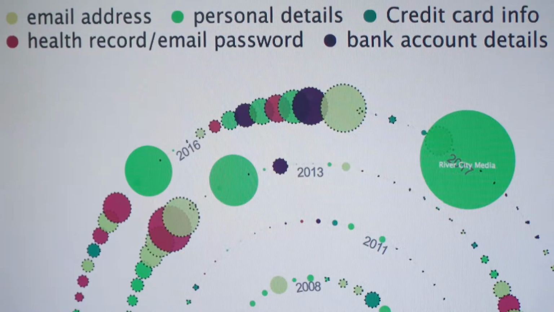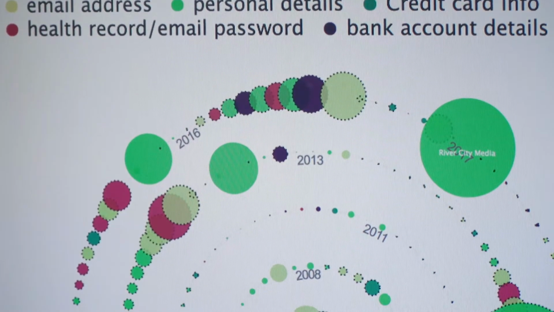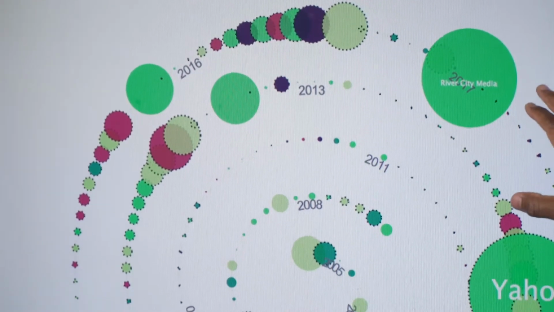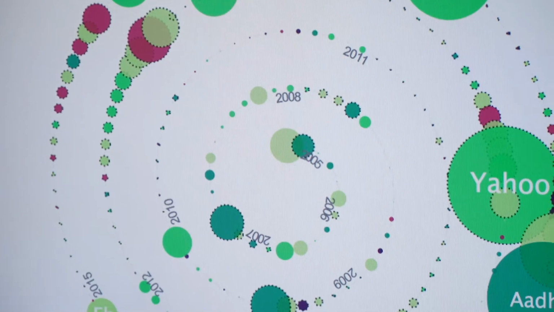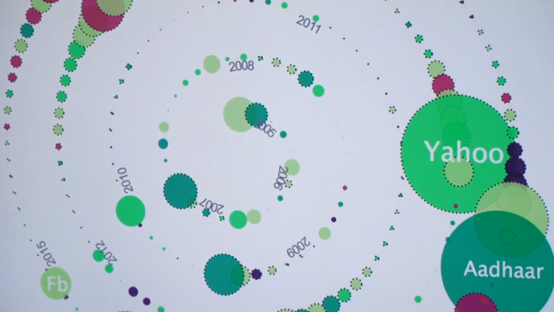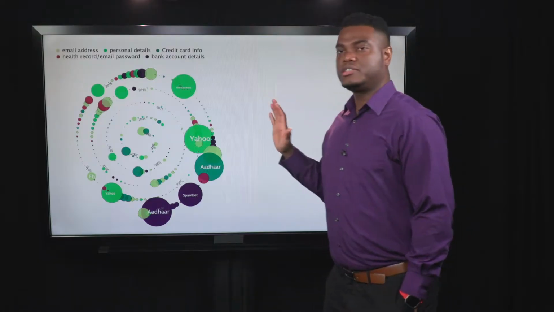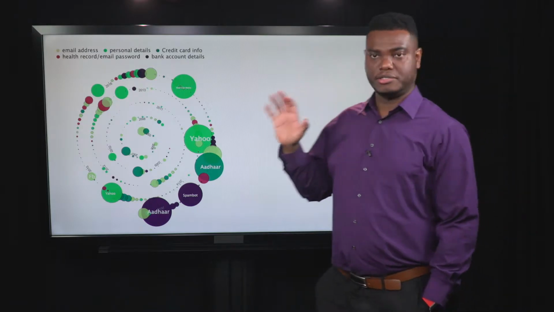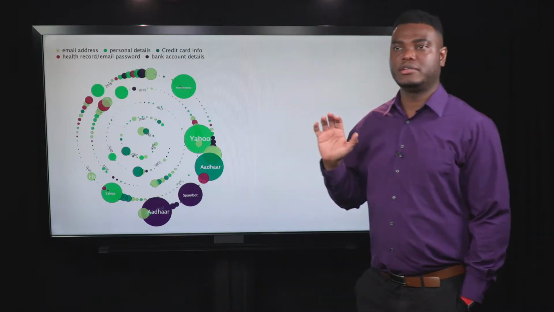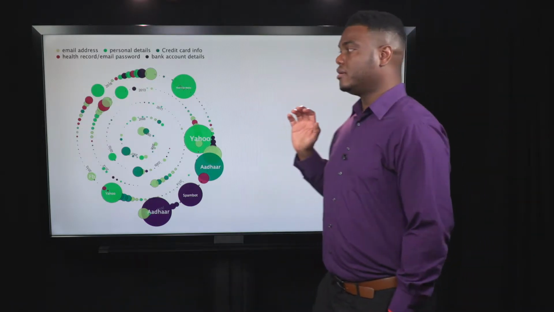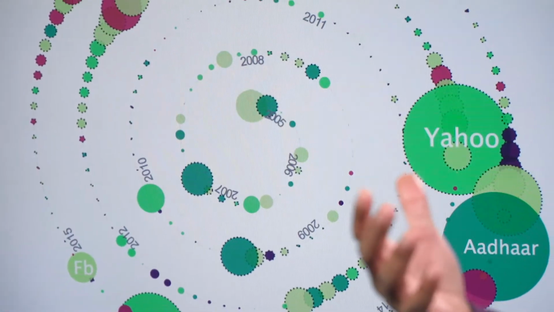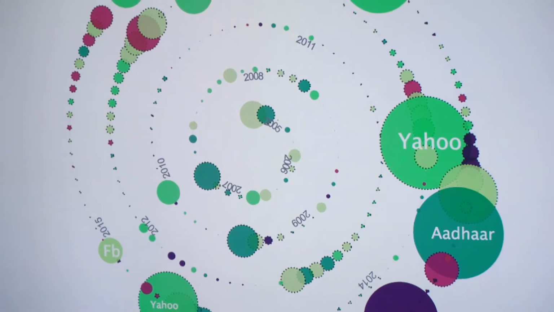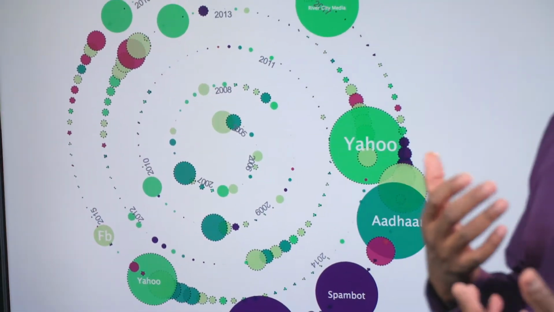Behind me is a graphic that I developed as a student, and it's really interesting because it speaks to a very topical issue and an issue that affects billions of people. So this is a visualization of data breaches that have affected multiple companies in a 15-year time span. And it's a live data set that gets updated each time there's a new record of a public breach.